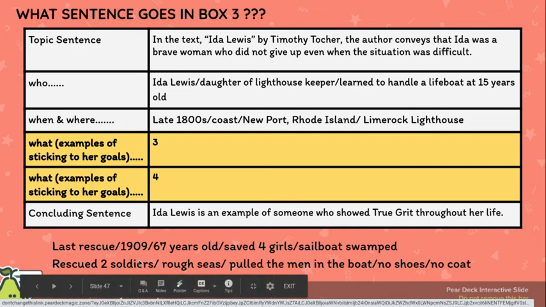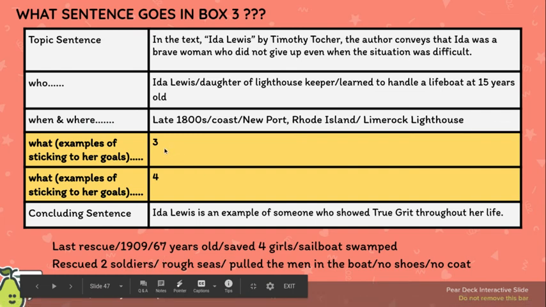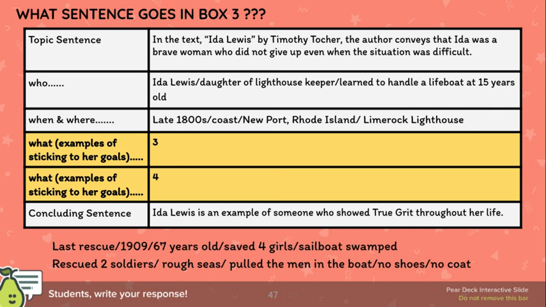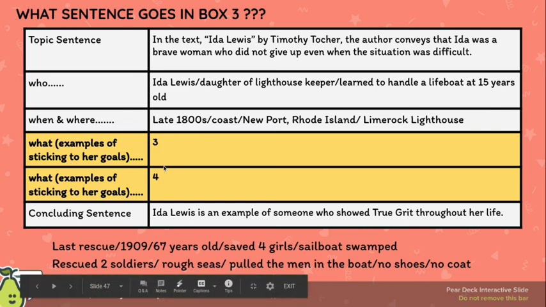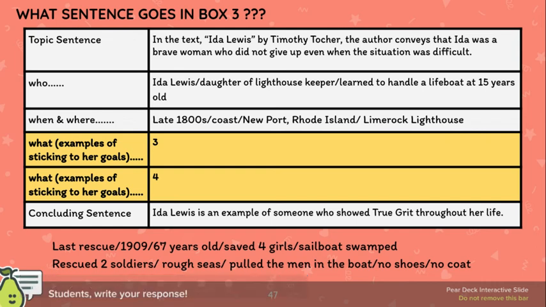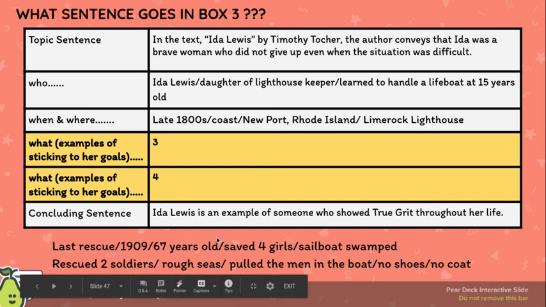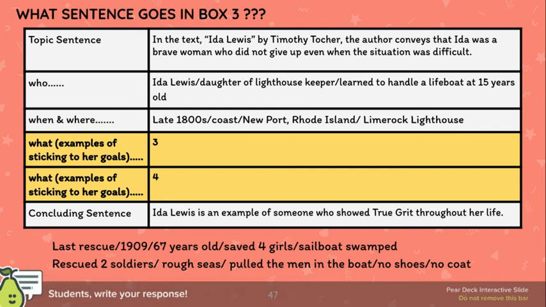If you said that rescued 2 soldiers should go first in box 3, you're correct, because we want to make sure we put the details in order of when they happened in her life, right? That makes the most sense, that her last rescue would be the last example we give in our paragraph.